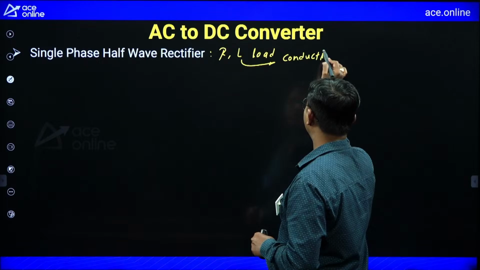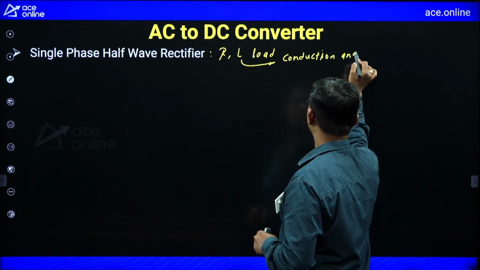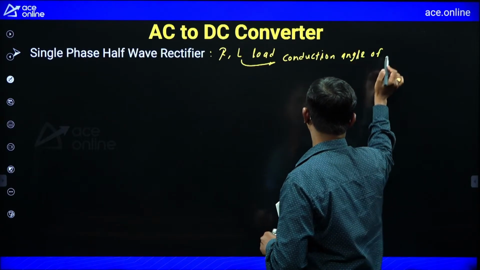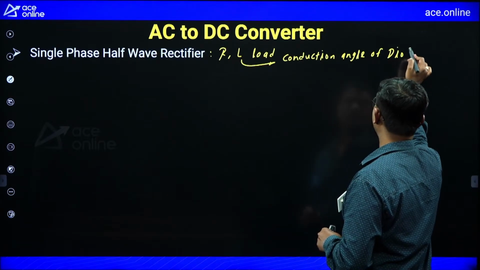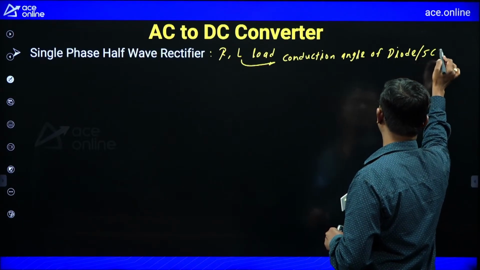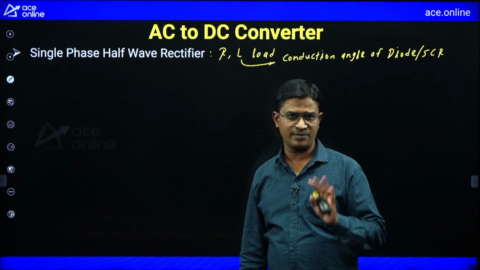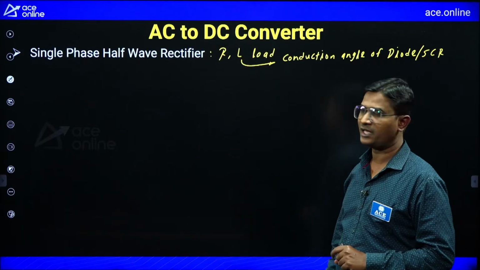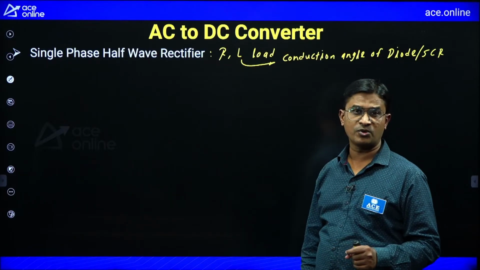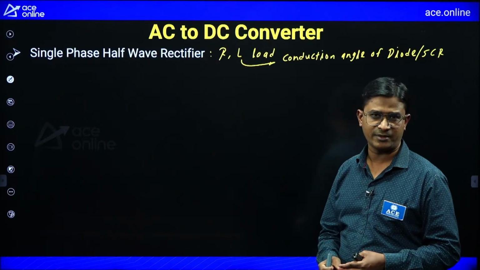Conduction angle of a diode, or if it is controlled, then the conduction angle of an SCR. The only question on conduction angle of diode or SCR you can expect is on a purely inductive load. And on a purely resistive load, simply go through the V0 average expression.